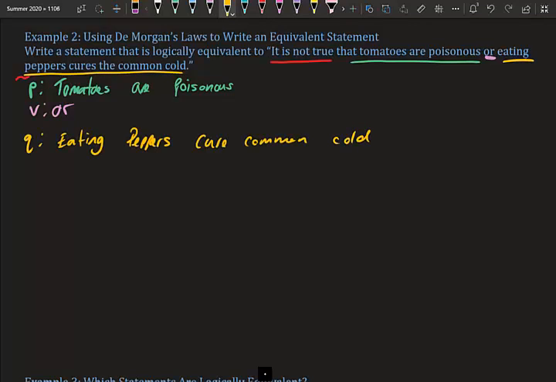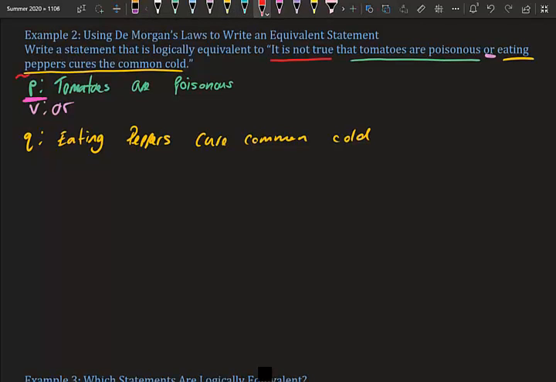See how I'm not writing every word, I'm keeping it short. I'm not writing eating peppers cures the common cold. No, I'm just writing eating peppers cure common cold. You know what that means. Be as lazy as you want here, but make sure you do write something for P and Q, so it takes a lot of the room for error out. So we're going to read along the statement and figure out what we have.